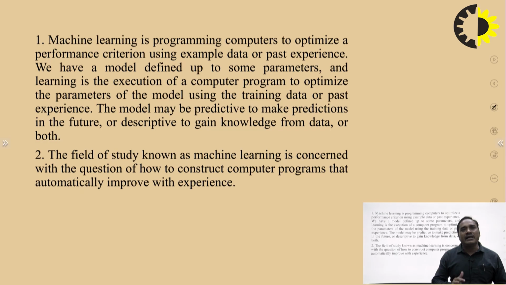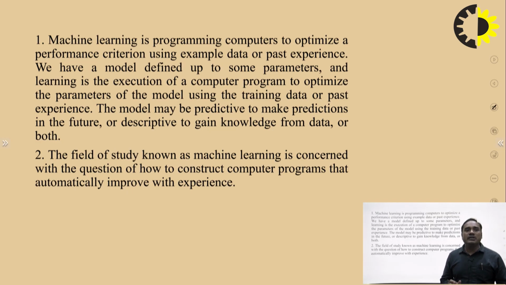On the basis of that, you are getting the output. So data and past experience, these two terms are very important for machine learning, because machine learning works on the basis of data and past experience. We have a model defined up to some parameters, and learning is the execution of a computer program to optimize the parameters of the model using the training data or past experience. These are the two important key parts of machine learning.